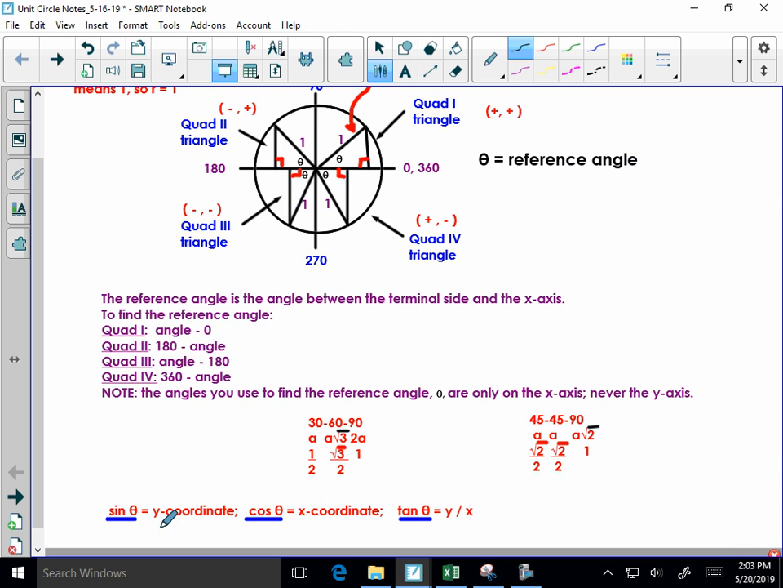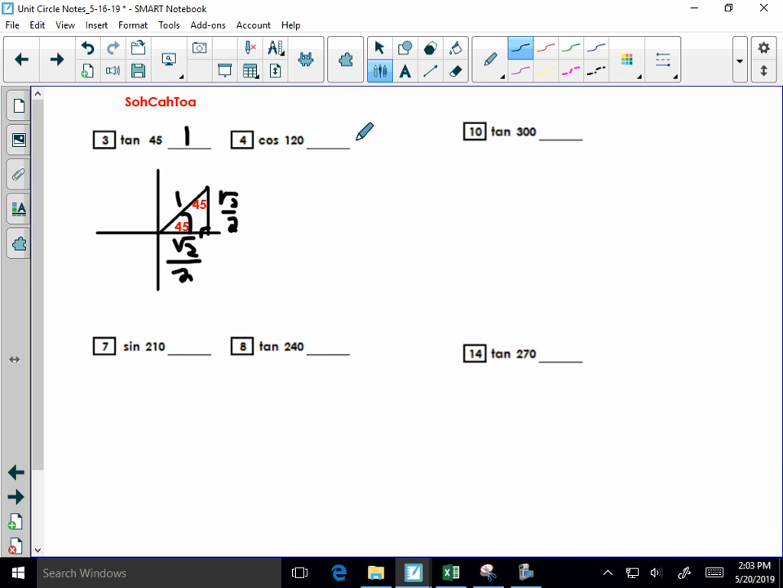You see, the sine is always going to be just the y-coordinate. The cosine of theta will just be the x-coordinate, but we'll show you how that works out in this next example. So cosine of 120 is in quadrant 2. So we go ahead and draw quadrant 2.